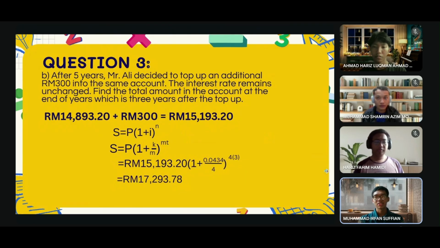Next is question B. We must add the previous investment, which is 14,893 ringgit and 20 cents, plus the additional 300 ringgit, and it will become 15,193 ringgit and 20 cents. So we just use the same formula. Then it will become 15,193 ringgit and 20 cents bracket 1 plus 0.0434 over 4 bracket to the power of 4 times 3. The answer will be 17,283 ringgit and 78 cents.